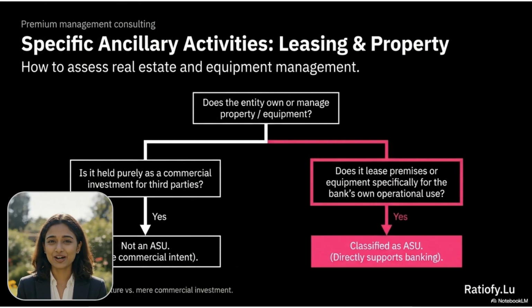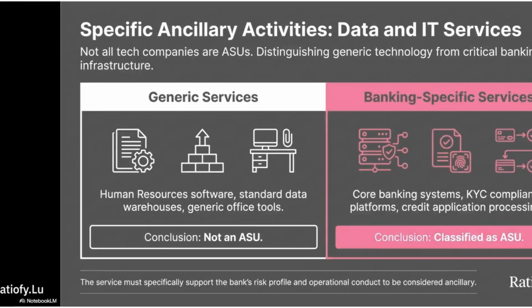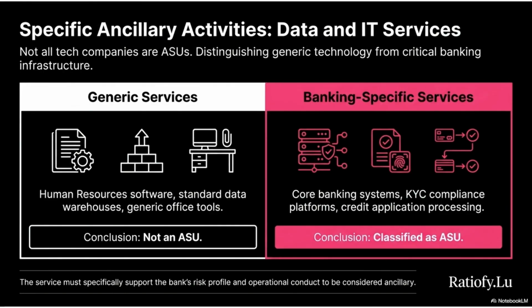When assessing real estate and equipment, consider the intent. If it is held purely for third parties, it is likely not an ASU. However, if it leases assets specifically for the bank's own operational use, it is classified as an ASU. For data and IT services, distinguish between generic services, which are not ASUs, and banking-specific services like core systems or credit application platforms, which are classified as ASUs.